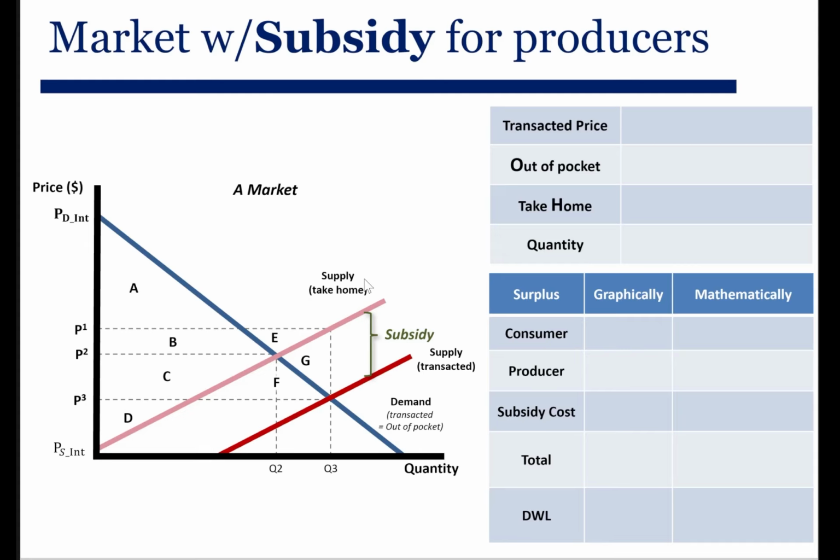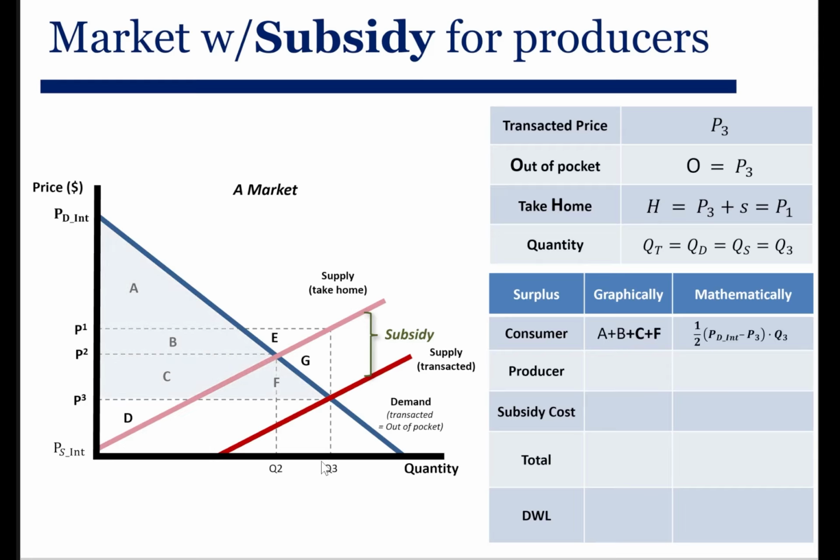Now, to find the transacted price, we look for that intersection of the transacted supply and transacted demand, that's P3. To find the out-of-pocket cost for the consumer, we look at the out-of-pocket demand. That's the same as transacted demand. Nothing has changed for the consumers. The take-home amount, well, they're going to take home even more, right? More than P3. P3 plus the subsidy is that P1. And the transacted quantity is that intersection between the transacted curves. That's at Q3.